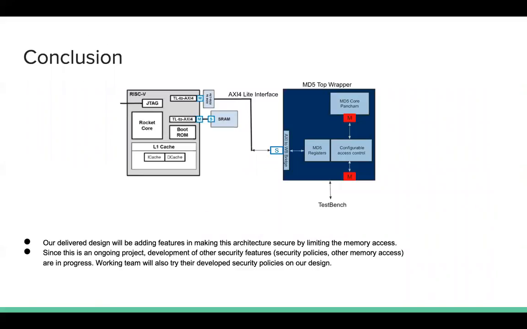We developed the AXI 4 master, added the register access mechanism, and interacted through the processor, AXI Lite slave, and MD5 core. Our delivered design will be adding a feature in making this architecture secure by limiting the memory access. And since this is an ongoing project, development of other security features like security policies and other memory access controls are still in progress. The working team will also try their developed security policies on our design.